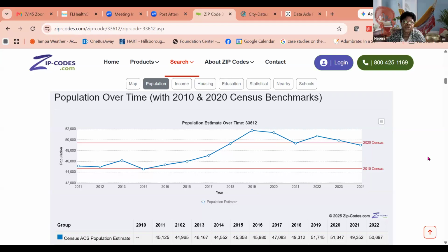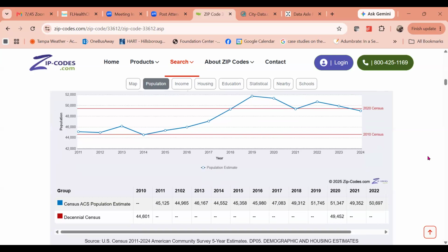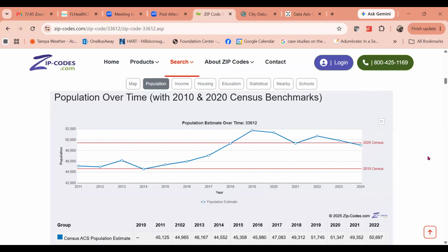Those are probably renters. They just give population. They don't give renters or anything like that. We're going to get that information in just a second. This is only the population. You see why this information is so important?